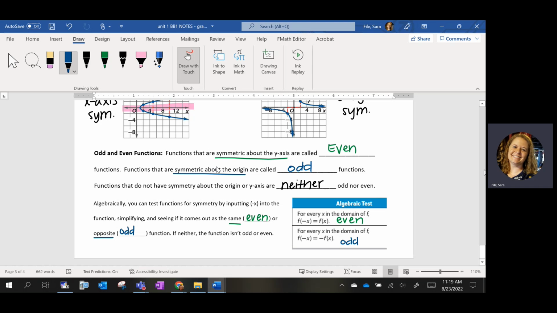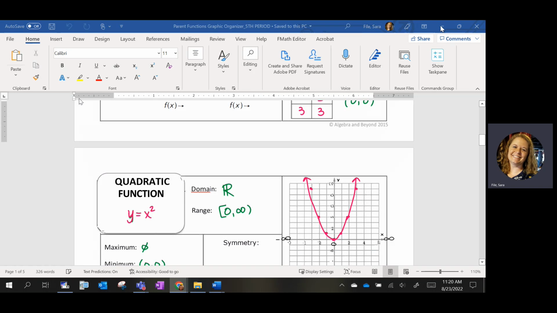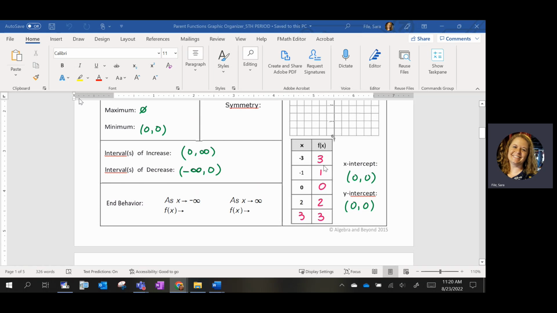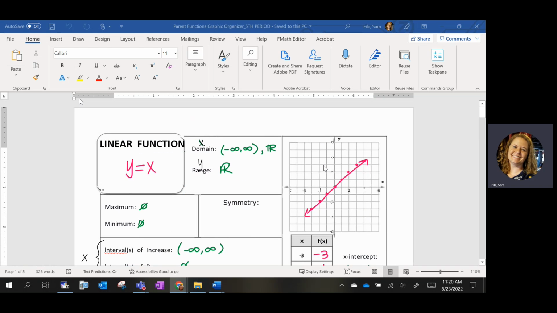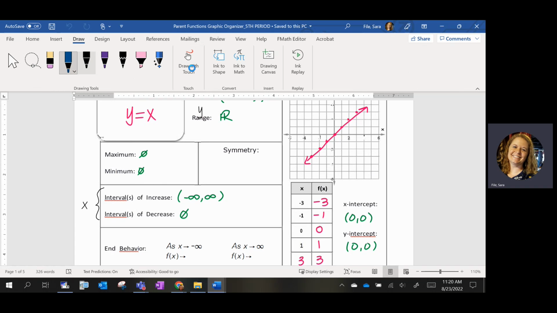Now I want you to pull out the parent function notes from last week, that graphic organizer. We went through all the parent functions and we left symmetry and end behavior blank. We said we would come back to those once we had taken those notes. So now's the time. Looking at our linear function, do you see any symmetry? X-axis, y-axis, or origin are the three we're looking for. Origin: if I rotated that 180 degrees about the origin, it would look unchanged.